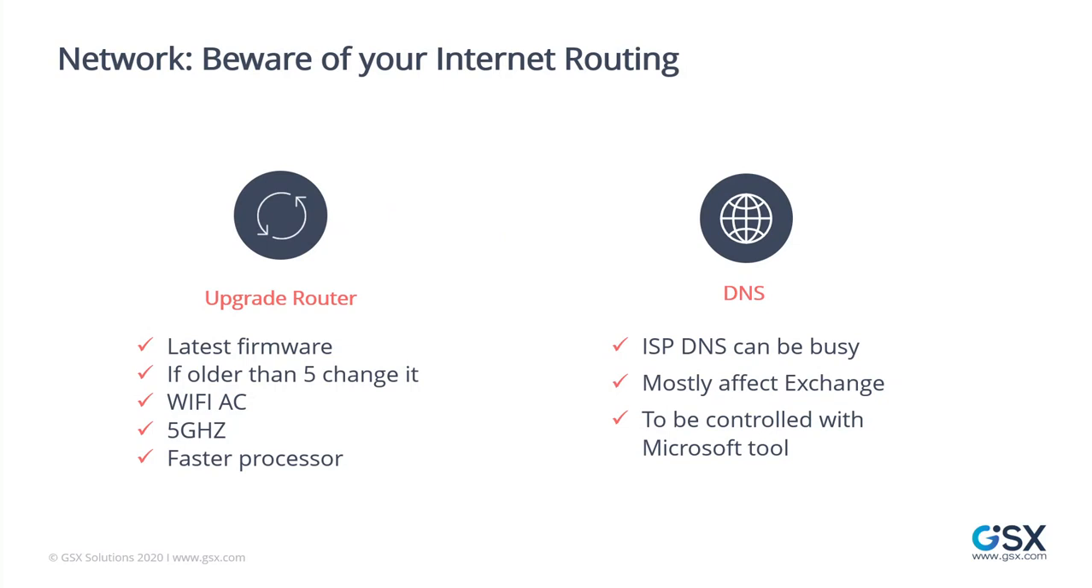If it's more than 3 to 5 years old, you should change it because it probably does not support the latest version of Wi-Fi, like the AC, that is way better than G. And also it might not give your user or your office the choice between 5G or 2.4G. And finally, a faster processor generally improves the connection performance as well.